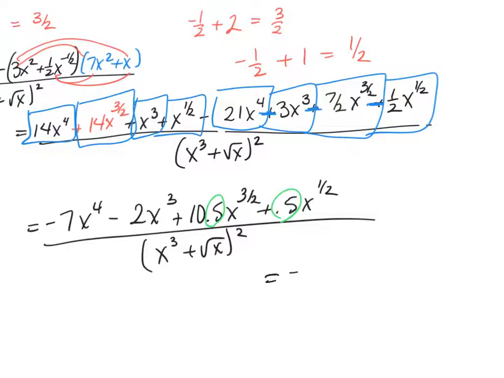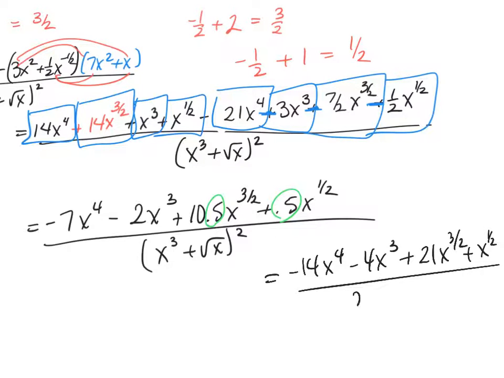And so it's going to be negative 14x to the 4th minus 4x to the 3rd plus, that is what, 21? X to the 3 over 2 plus 1x to the 1/2. Don't forget in the denominator you do need a 2 as well. We're just going to leave it outside of the parentheses. And there it is in all of its glory.